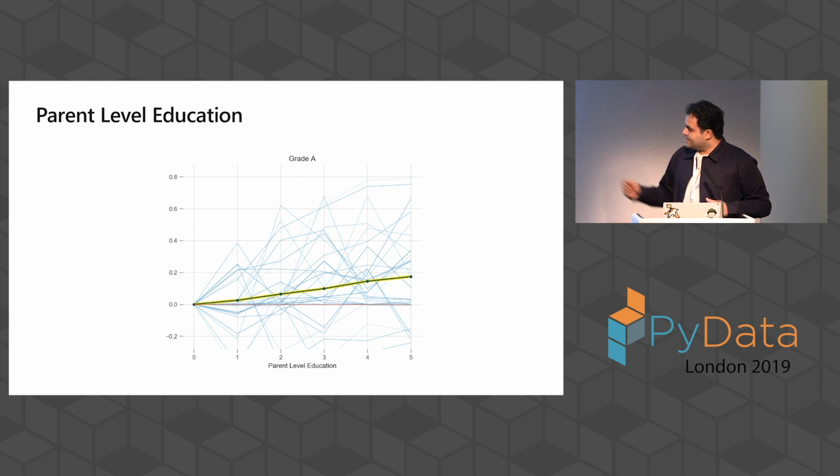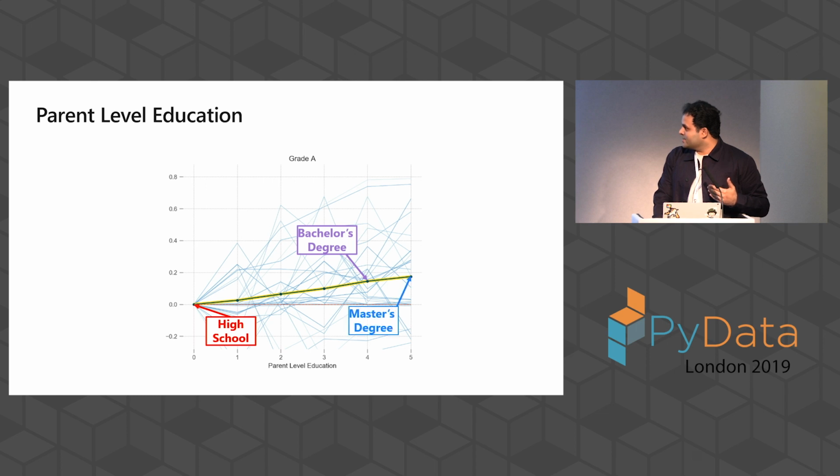Now, on the x-axis, the level of education basically increases as you go from left to right. So it starts with high school, goes all the way to the bachelor's degree, and then master's degree. And you can see that in general, as the level of education increases, the impact on predicting grade A increases. And this sort of makes sense. And the model seems to have learned this pattern quite well.